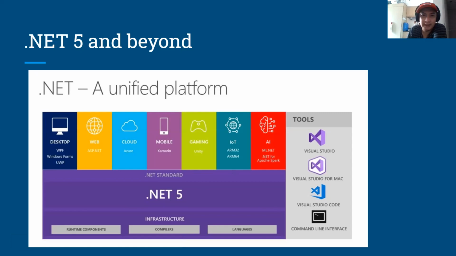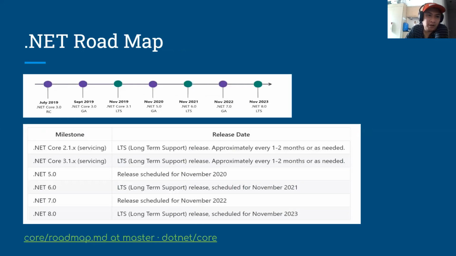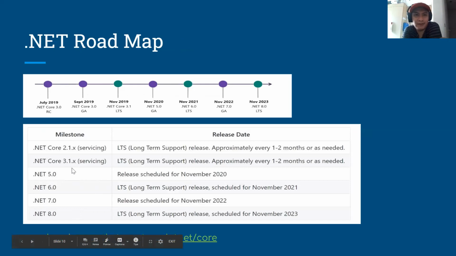So let's see the roadmap for .NET. Okay, this is the plan. So they will release Core 2.1, then 2.3, then 3.1, then it will stop there. After Core 3.1, it's going to be .NET 5. Then every year they will release a new version of .NET. Okay, so that's what .NET is all about.